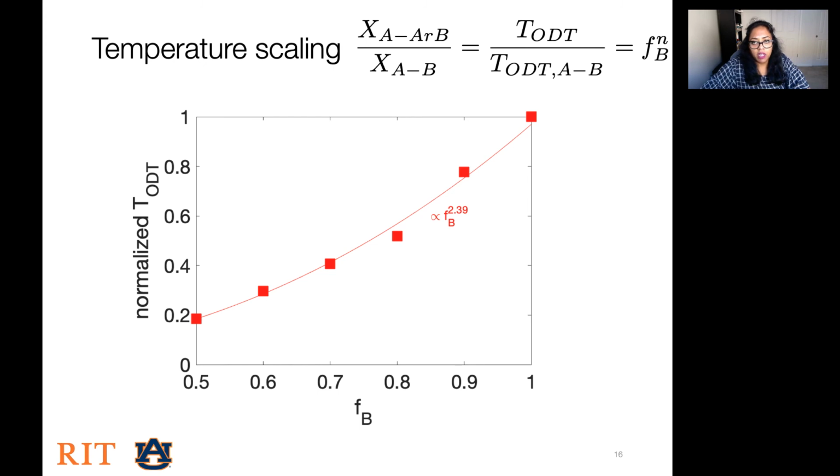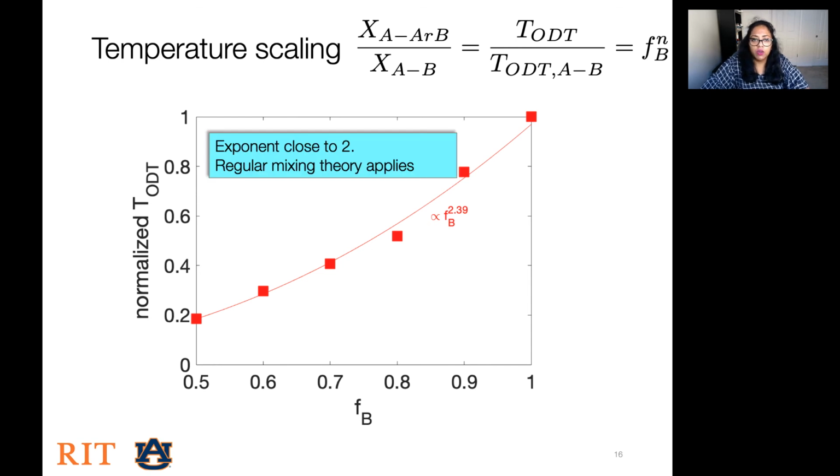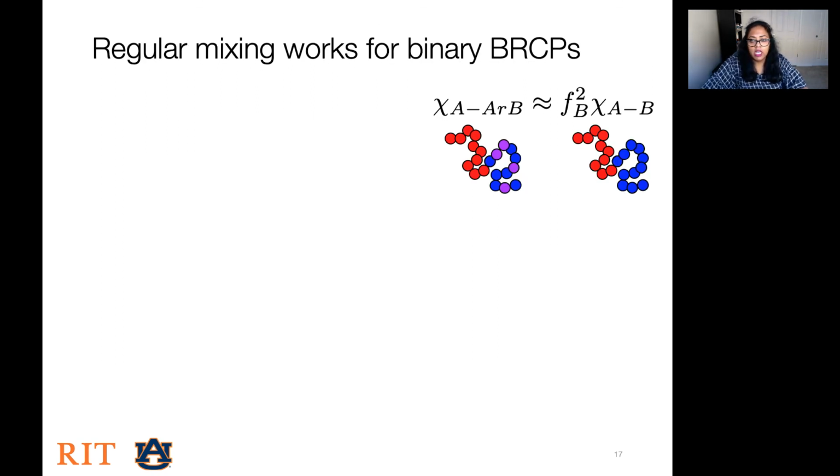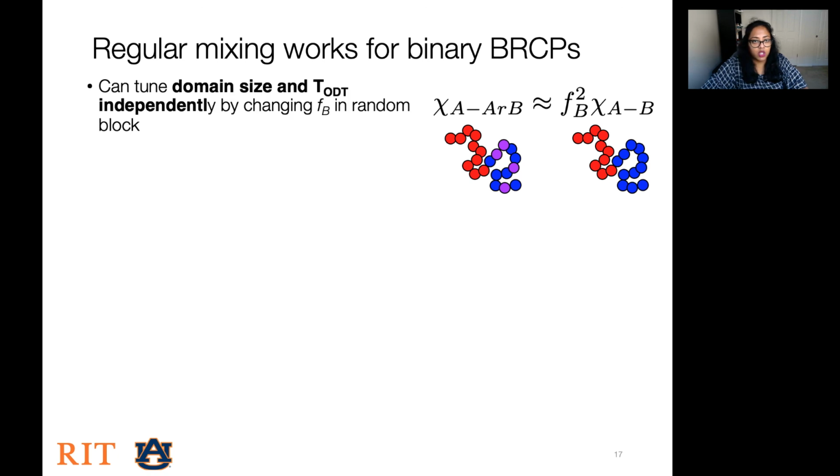Okay, and then finally we plotted the temperature scaling, TODT over the pure block. And here the scaling follows FB proportional to the power of 2.39. It's close to 2, so regular mixing theory seems to apply for the binary system of block random copolymers. And so I just want to conclude that for binary block random copolymers, the regular mixing theory predicts chi A to ARB has this quadratic scaling with composition, and we did this in both simulations and experiments.